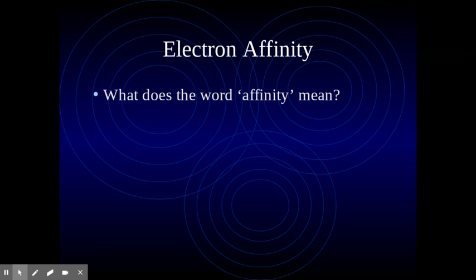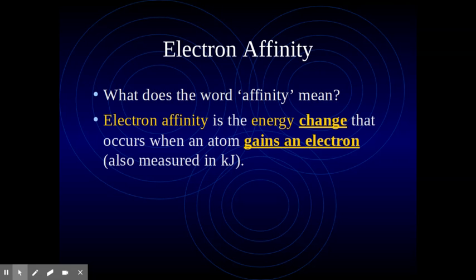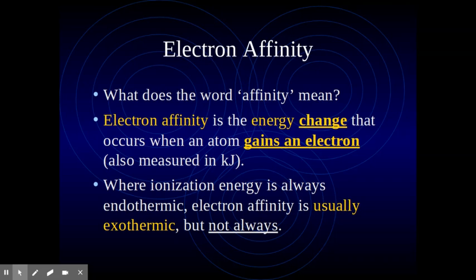All right, electron affinity. So let's think about that word affinity. What does affinity mean? I have an affinity for chocolate. So I like chocolate. I like to get chocolate, right? So electron affinity is the energy change that occurs when an atom gains an electron. So where ionization is always endothermic, meaning it always takes energy to get an electron away from something, electron affinity is usually exothermic, meaning they go down in energy, right?